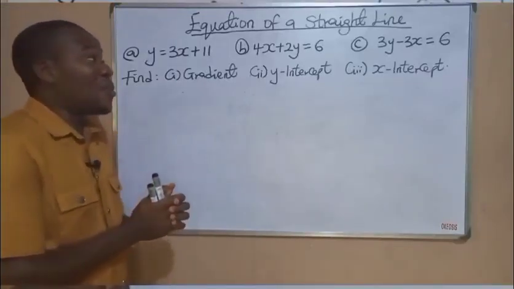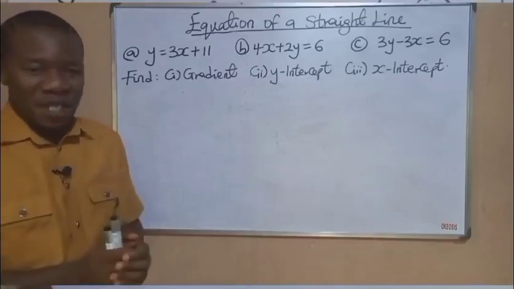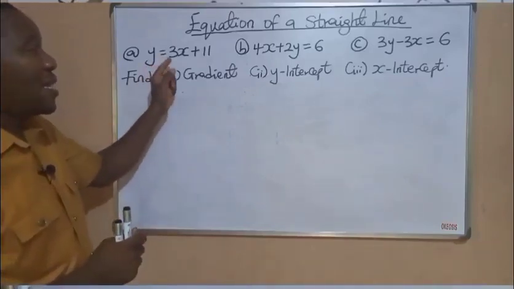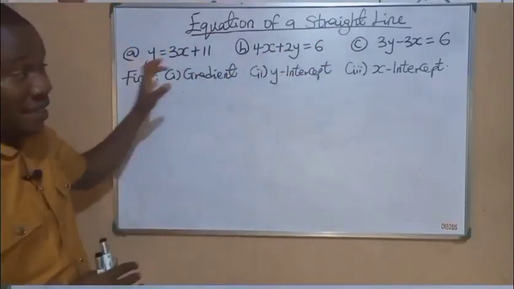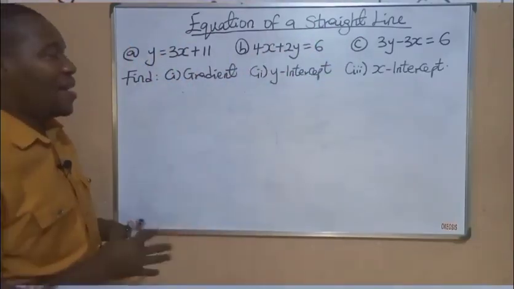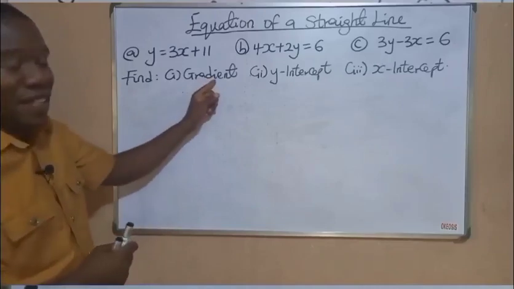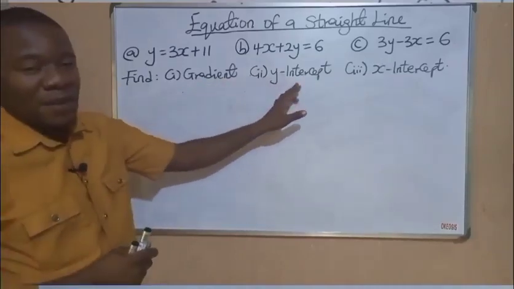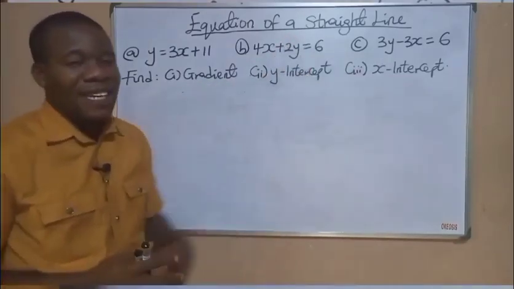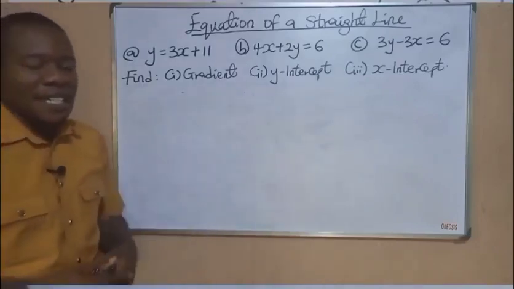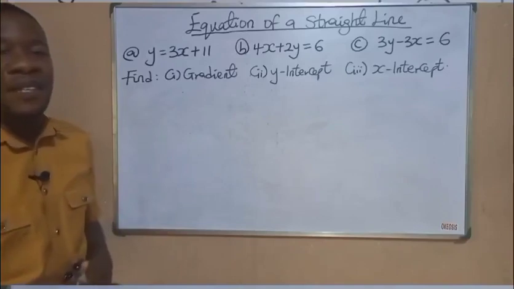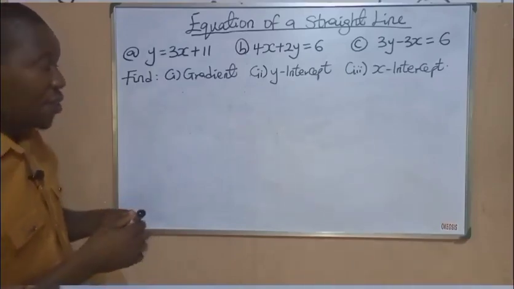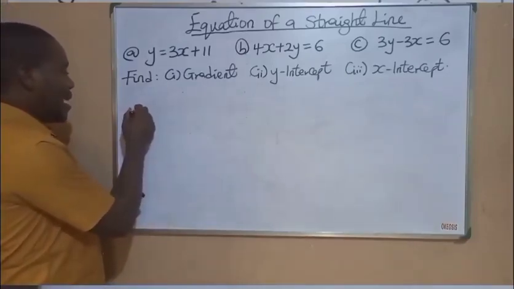We want to continue our work on the equation of a straight line. So we have a straight line here, a straight line here, a straight line there, defined by these relationships. And we ask in each of them to find the value of the gradient, the value of the y-intercept, and the value of the x-intercept. It's very easy. What we need to do is to first of all state the general formula for every equation of a straight line. So I'll start with number A.